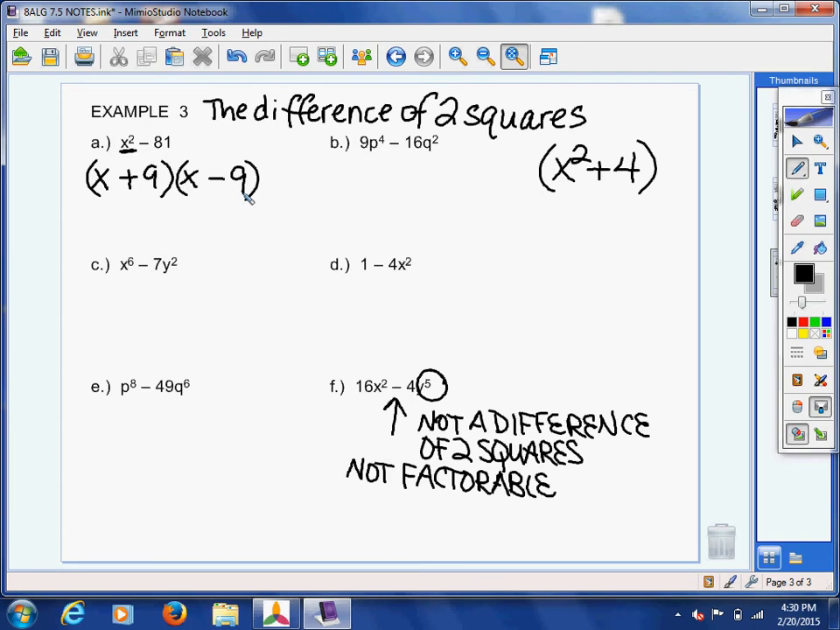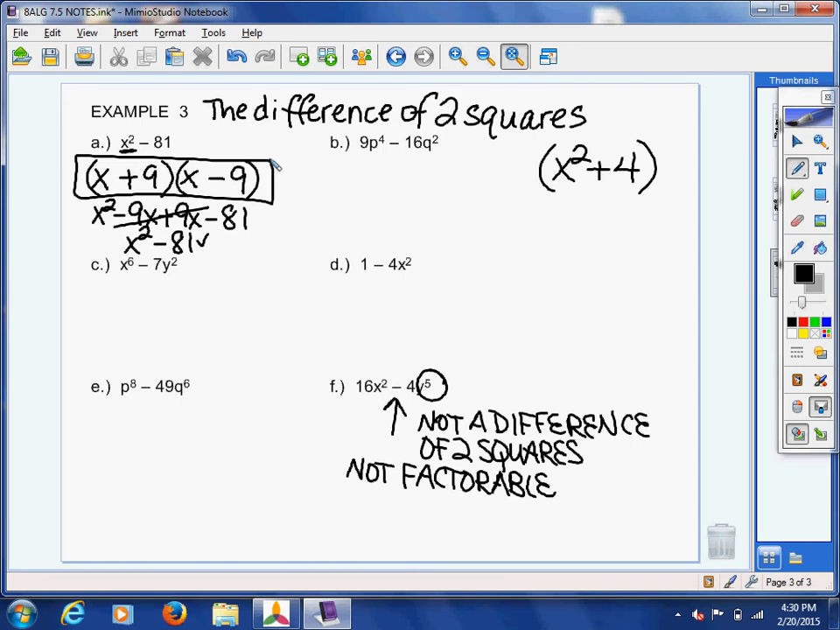As always, please, please, please check it. Foil this guy out. Make sure it is right. Don't just assume, because you can always check it and make sure. So first would be x squared. Outer is negative 9x, inner is positive 9x, last is negative 81. Yep, those cancel, and I'm left with x squared minus 81. It checks out. Okay? And we factored it correctly.